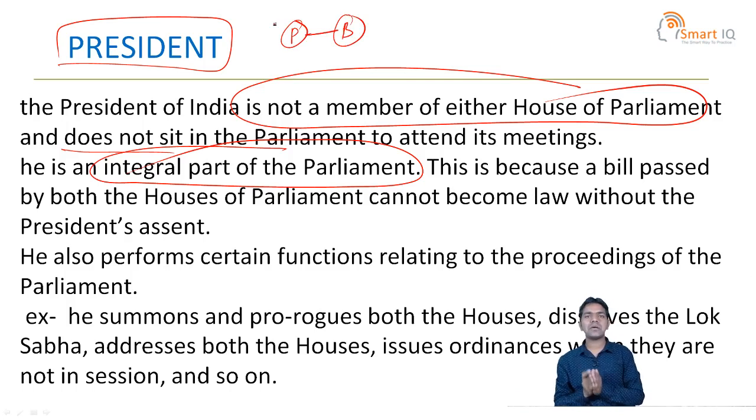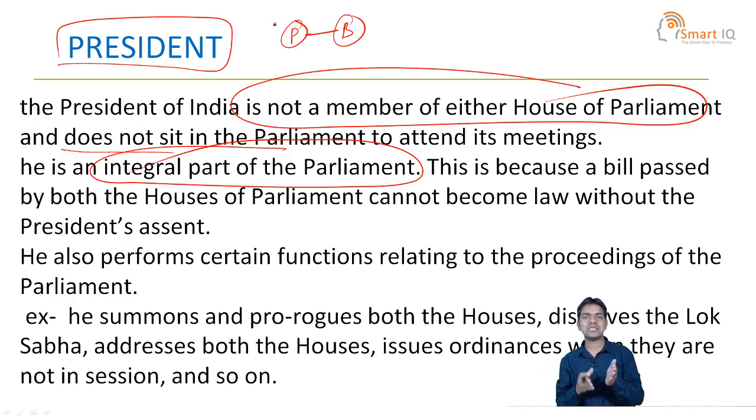Okay, if the Parliament passes a bill without the consent, without the sign of the President, the bill cannot become a law. That is the reason he is an integral part of the Parliament, but he is not a member of either House, Lok Sabha or Rajya Sabha.